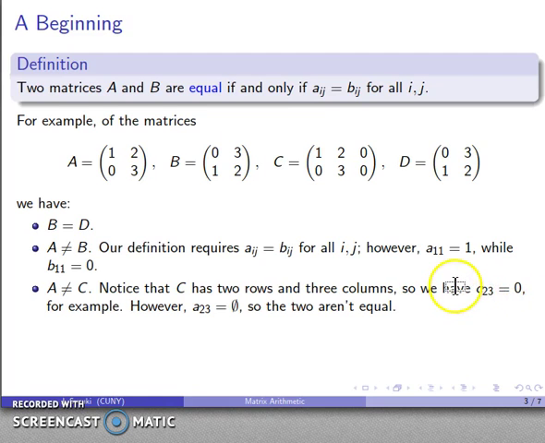And what this means is that C has a 2,3 entry. C has a second row, third column entry. It's going to be 0. A does not. A's second row, third column entry is non-existent. It is undefined. So these two matrices are not equal. Aij has to equal Bij for all components. Here, C has a component, 2,3. A does not. 0 and undefined are not equal. So A and C are also unequal matrices.